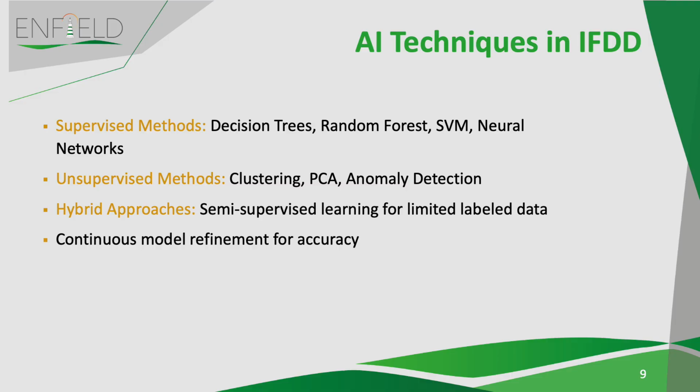Let's break it down. First, supervised methods like decision trees, random forests, support vector machines, and neural networks are used when we have labeled data, meaning we know which patterns correspond to faults. These models learn from historical examples and can classify new data accurately. But what if labeled data is scarce?